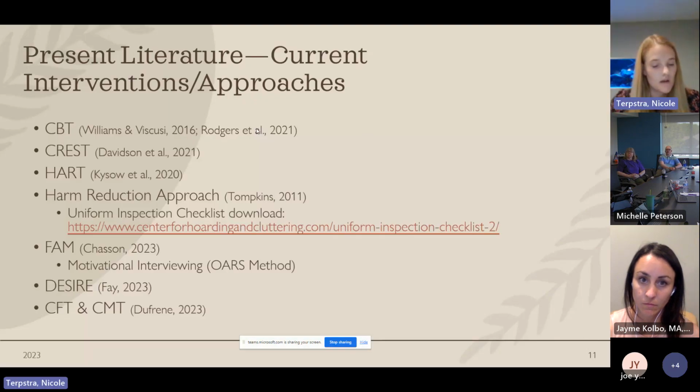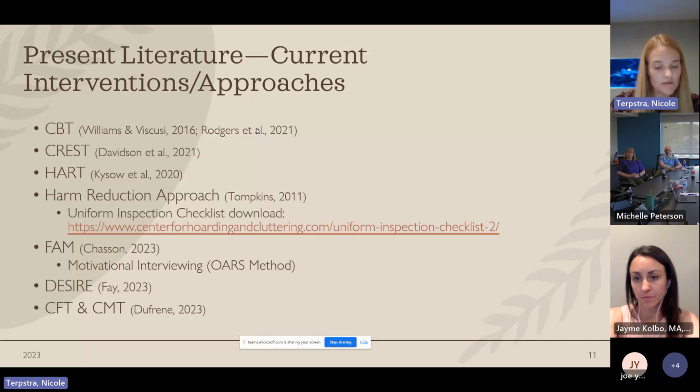Okay. So next up, we have current interventions and approaches. First up, we have cognitive behavioral therapy, or CBT. This is currently considered the most common intervention for individuals with hoarding disorder. It can help clients learn to observe and question their negative thoughts, emotions, and behaviors to ultimately lead to change and growth in challenging parts of their lives.